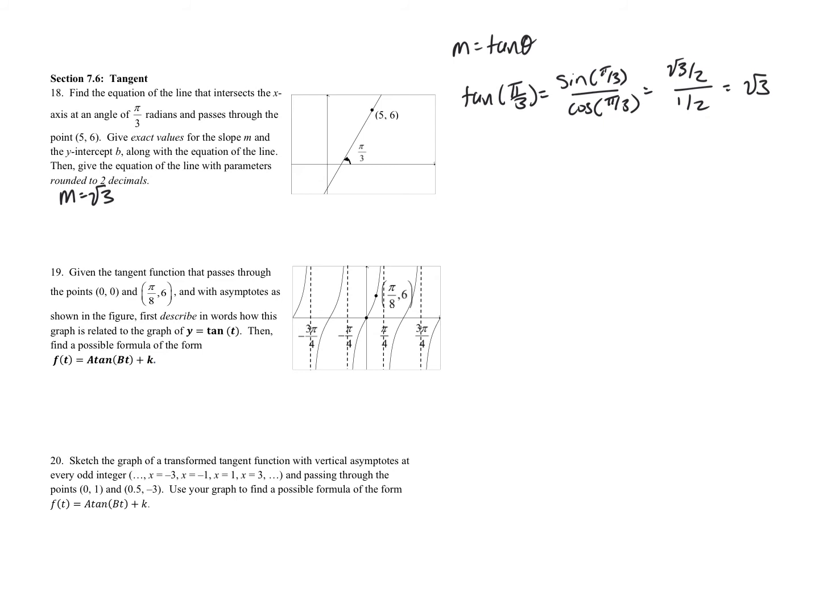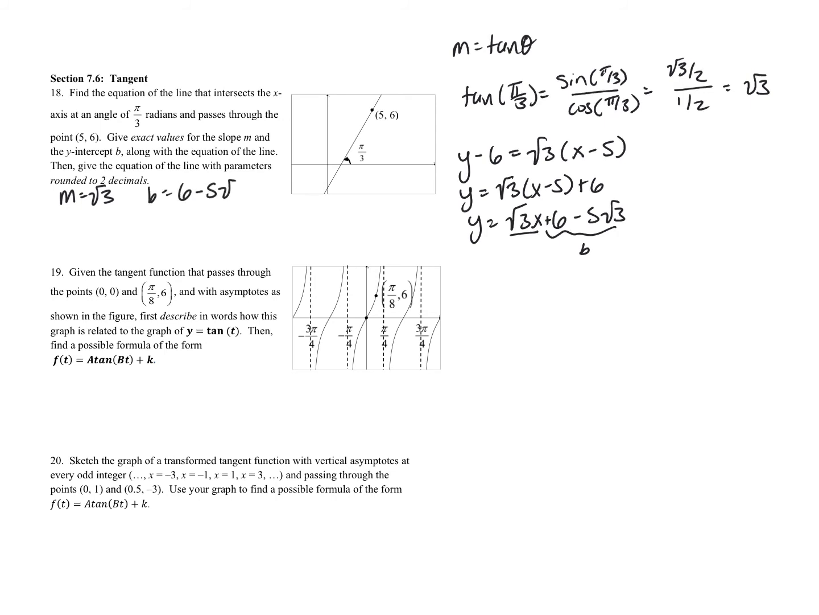All right. So now we also need to find the y-intercept and the equation. And so I'm going to do kind of 2 steps in one. We're using our point slope formula. We're going to get y minus our y1, which is 6, and then our slope, square root of 3, times x minus our x coordinate, which is 5. We get y equals square root of 3 times x minus 5, plus 6. And then to simplify, we get root 3 x. That's our slope, remember? And then we're going to have 6 minus 5 root 3. This is going to be our b. So we have b is equal to 6 minus 5 root 3.